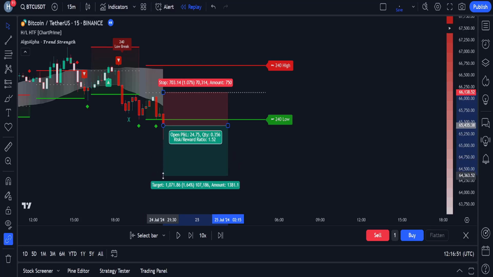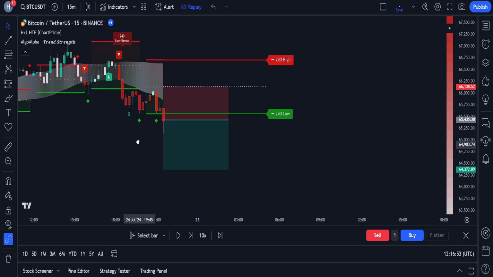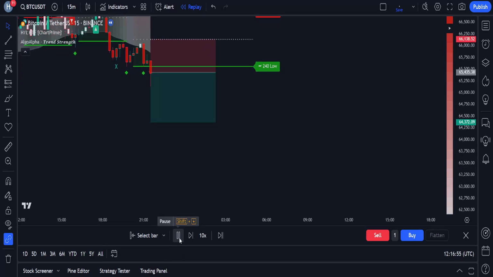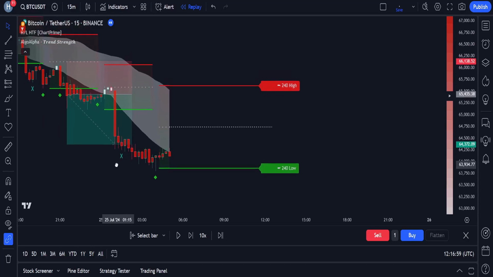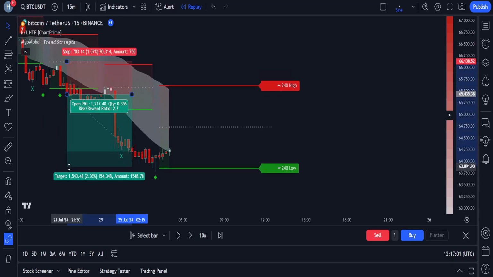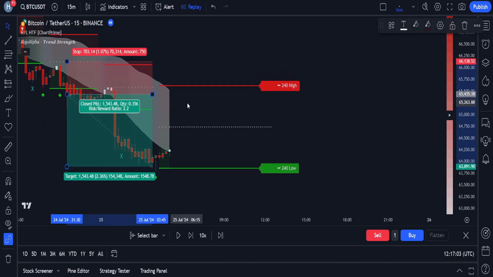Keep in mind that this is just an example of a strategy to showcase how you can use the higher time frame high and low indicator to trade. It doesn't mean that it's going to win 100% of the time. The point of this video is to show that this indicator exists and that you can use it to your advantage.